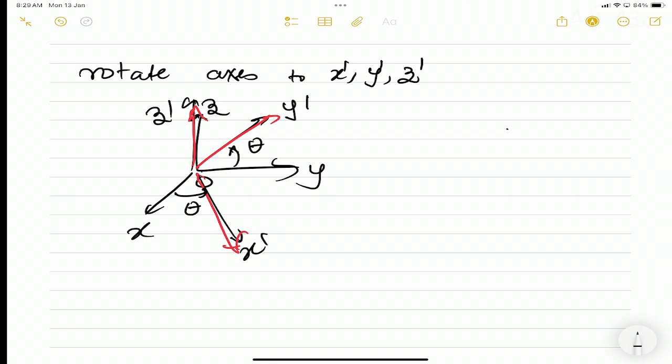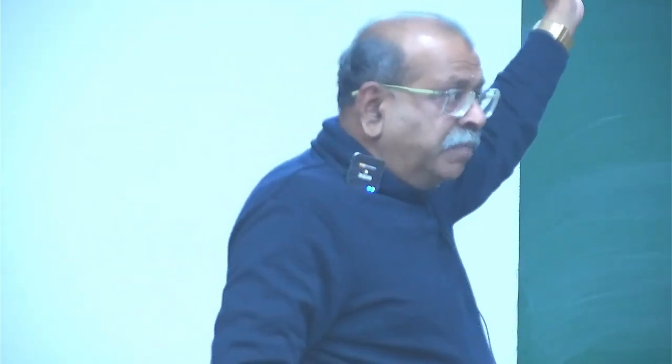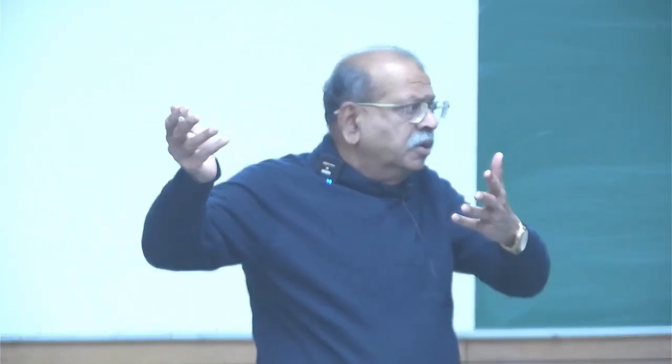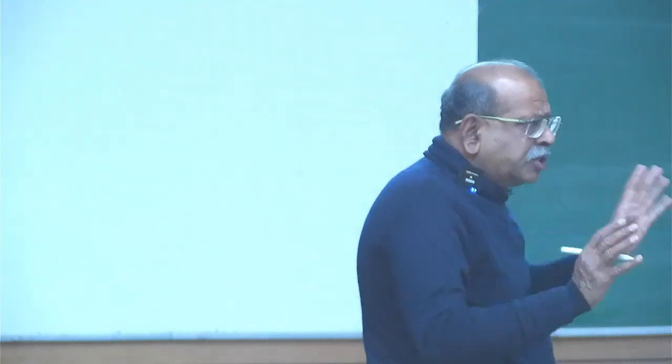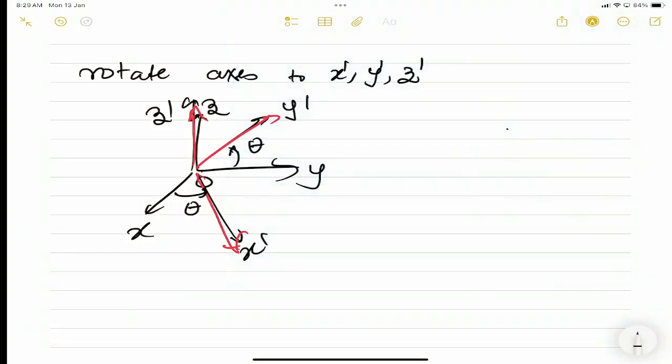Is this clear? Well, now what I can do is, about this x prime, maybe rotate y prime and z prime to get x double prime, y double prime, z double prime. So I can carry out any rotations about this, but I'll keep it simple. I keep it like this. Okay?